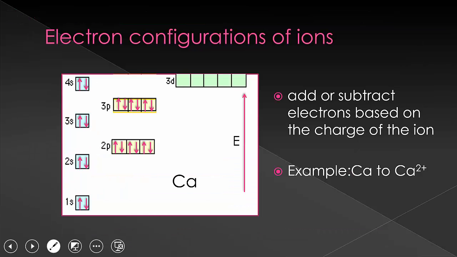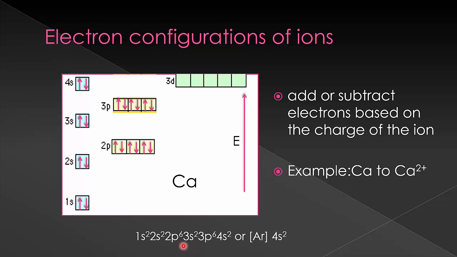We can do electron configurations for ions as well. To do this, we're either going to add or subtract the appropriate number of electrons. Let's do an example of a calcium cation. We'll start by writing out the electron configuration for calcium. I've filled in the electrons already. This gives us an electron configuration as follows.